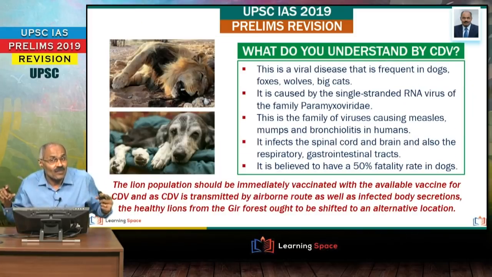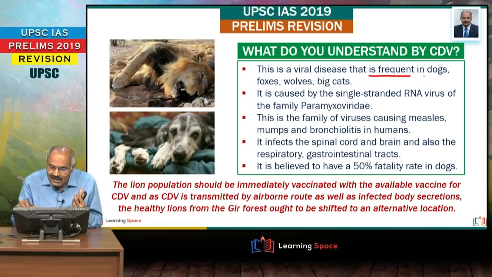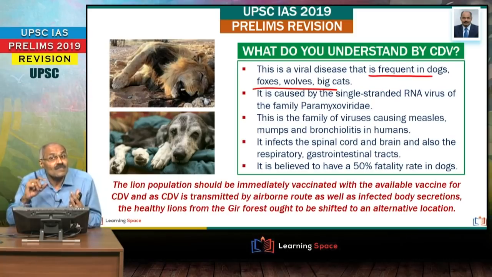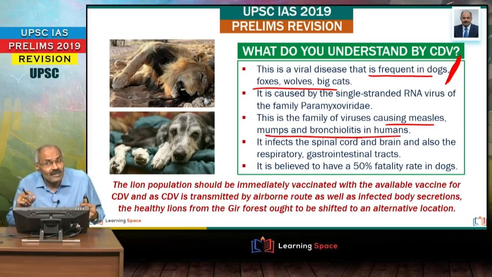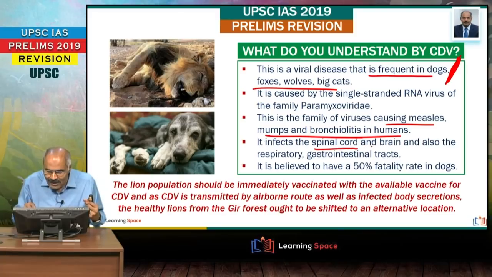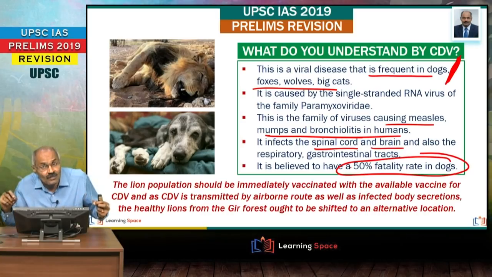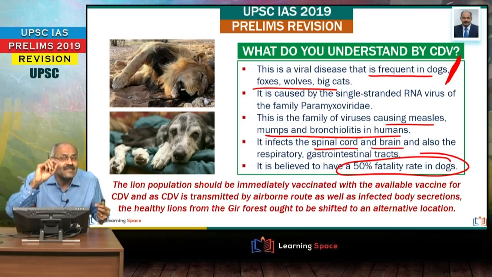Let us look at the discussion. Canine distemper virus is a virus. Second point is, this is a disease that is frequent in dogs, foxes, owls. So this is very important. This is in fact frequent in dogs, and it belongs to the family of viruses that cause measles, mumps, as well as bronchiolitis in humans. And one more important aspect is it infects the spinal cord and brain, and the fatality rate is 50% in dogs, right friends? Vaccine is available.